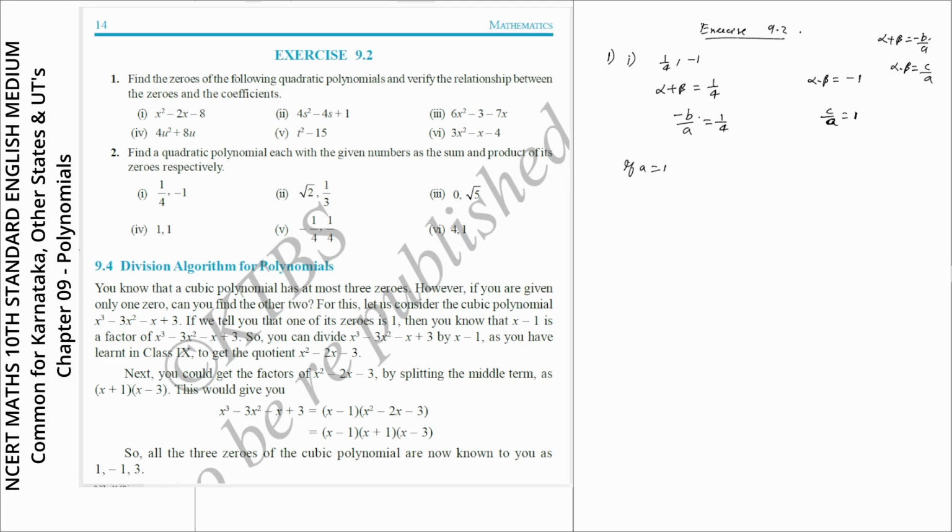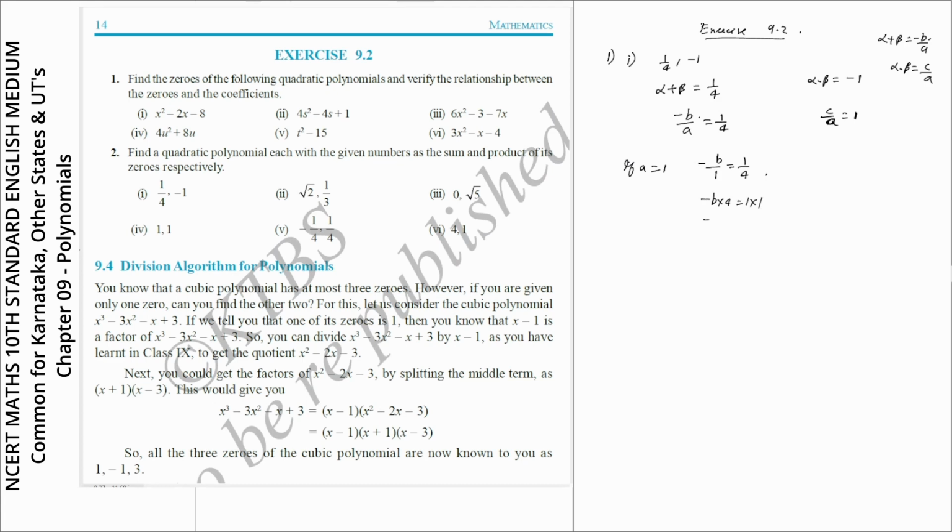if a is equal to 1, I'll get minus b by 1 is equal to 1 by 4. If I cross multiply, minus b into 4 is equal to 1 into 1 I'll get.